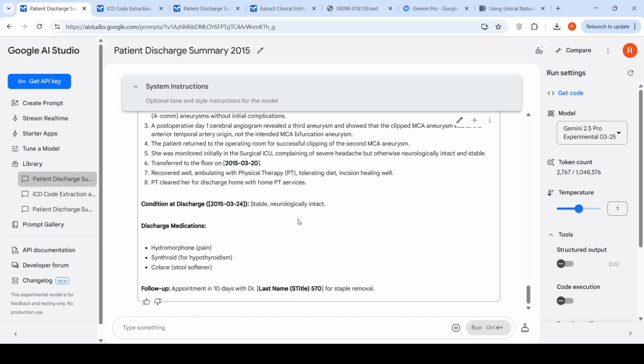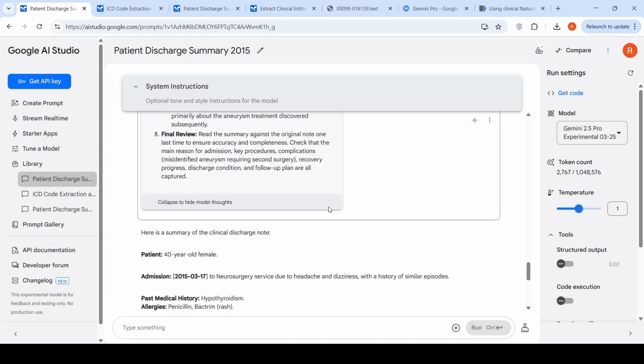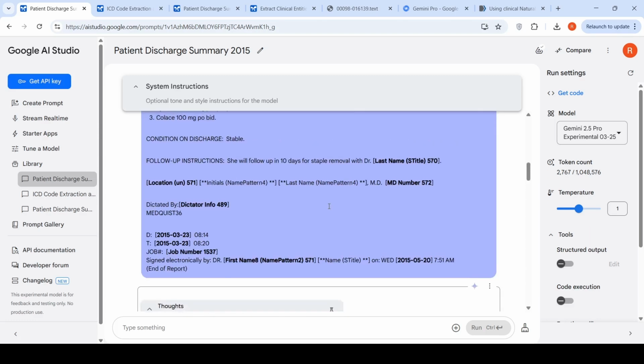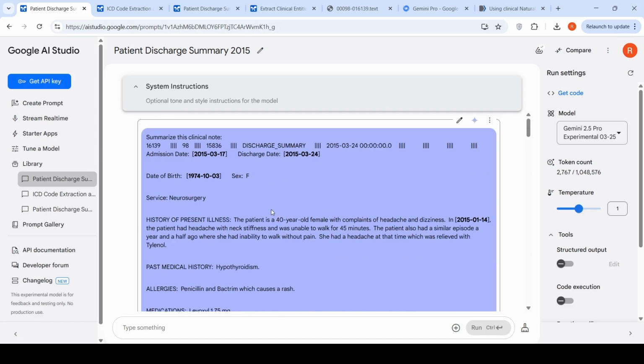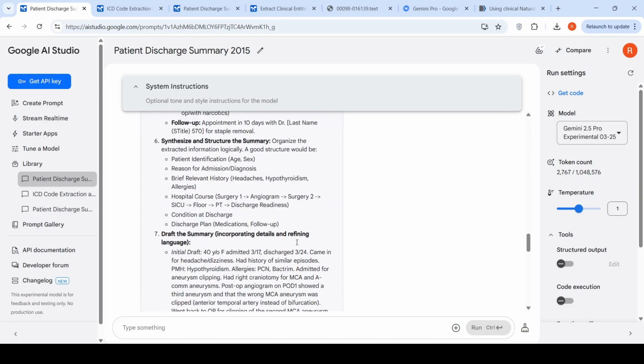Generating such summaries with traditional clinical NLP techniques was really difficult in the past. And here it has become a zero-shot prompt to this particular LLM. I'm kind of amazed at the results which I'm seeing over here.